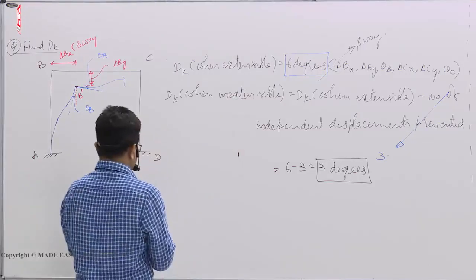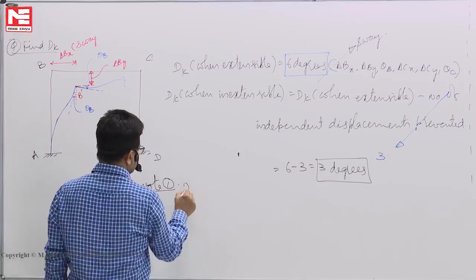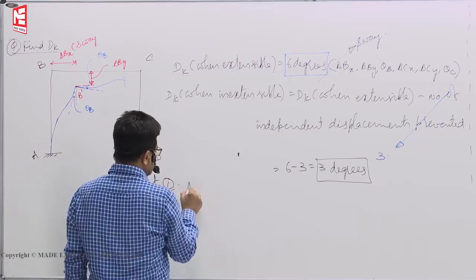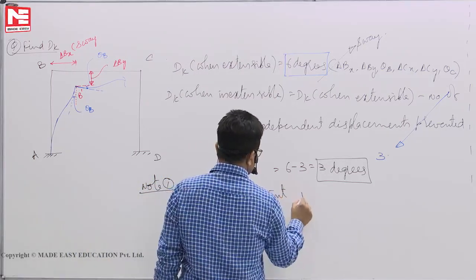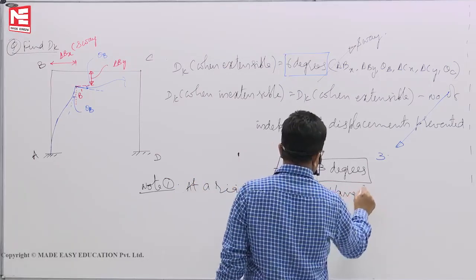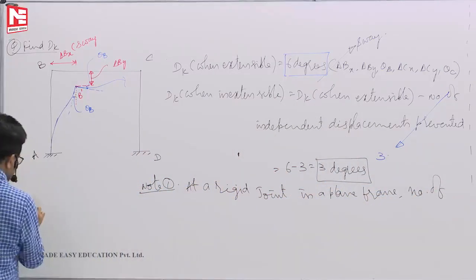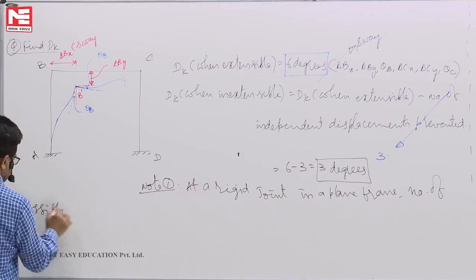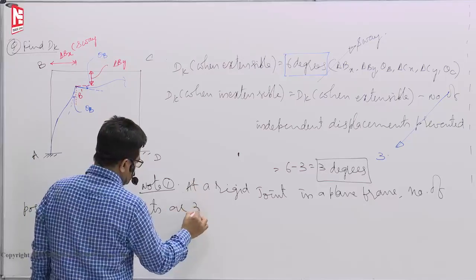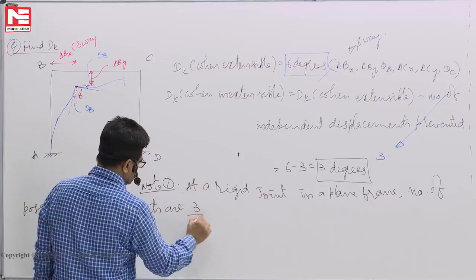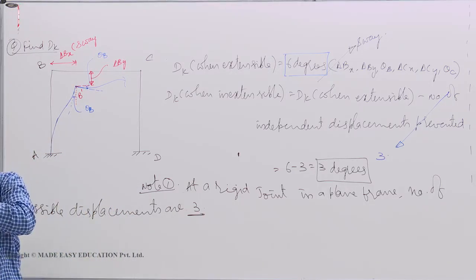Okay. So what are your conclusions? Is this one. At a rigid joint in a plane frame, number of possible displacements are 3. Space means if a space joint is there, number of possible displacements will become 6.